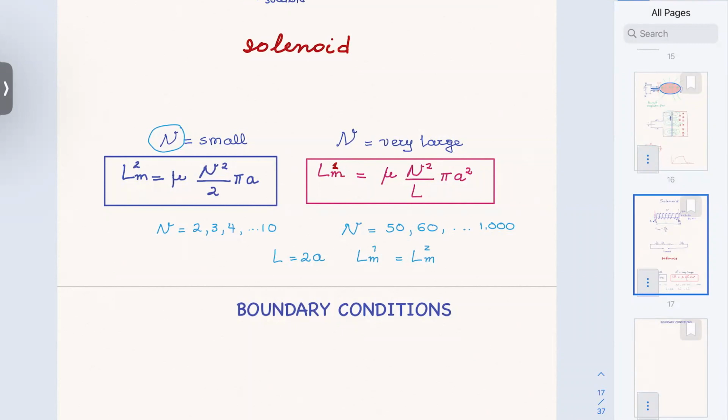However, when that identity does not apply, so when L is different than 2A, then depending on the value of L, and of course, depending on the number of coils you have around the core, one or the other can be bigger. The two, however, define a range of values. And which one you're using depends, as we said, on the number of coils. Both of these expressions are approximate.